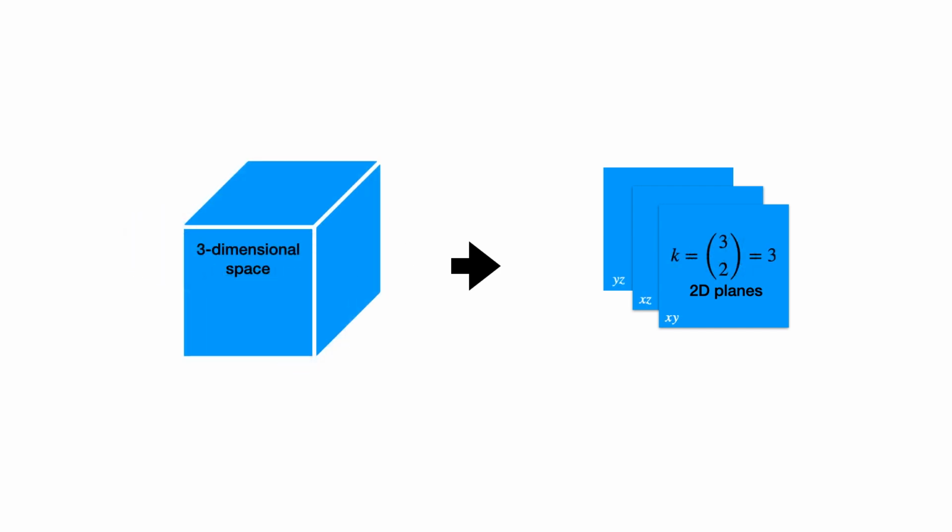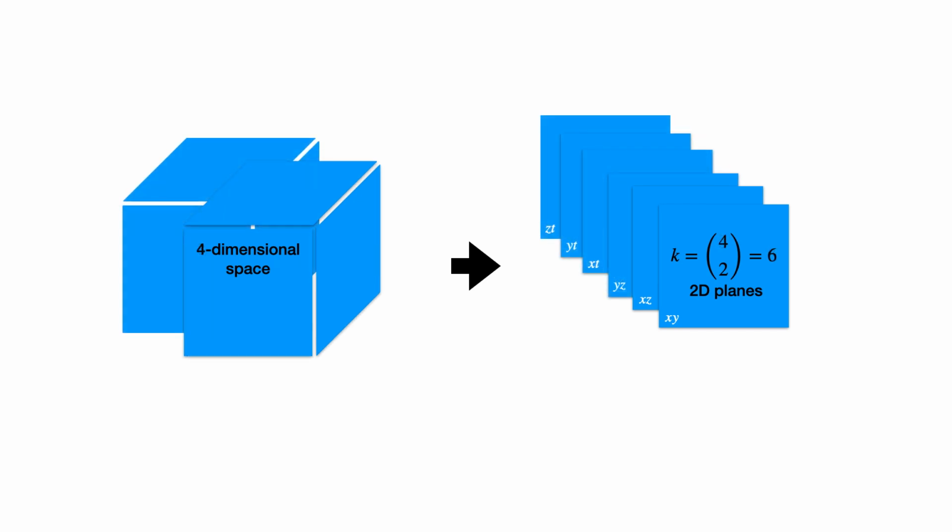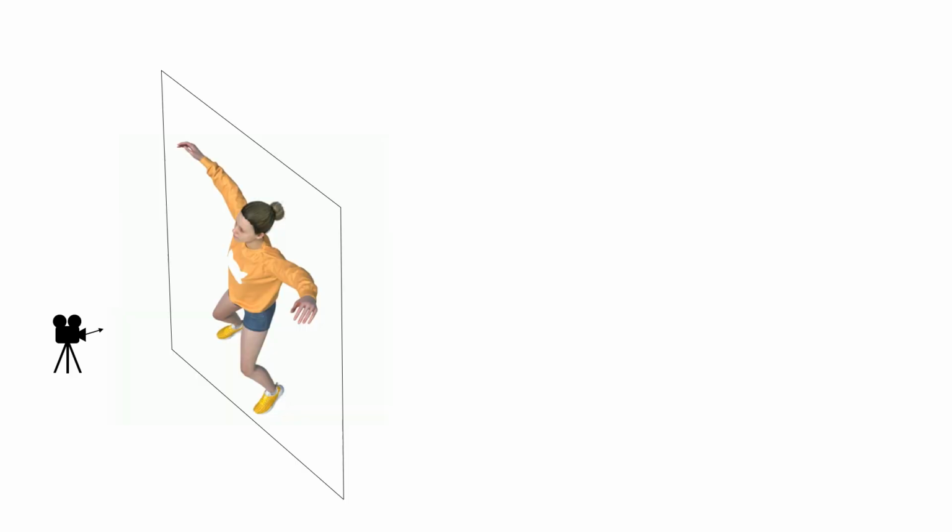For a 3D space, such as a static scene, our model uses 3 planes representing xy, xz, and yz. For a 4D space, such as a dynamic scene, our model uses 6 planes, including the 3 spatial planes and 3 space-time planes, xt, yt, and zt.